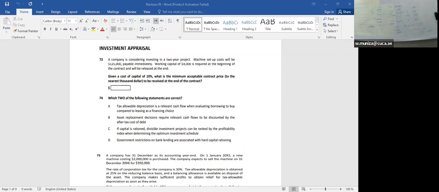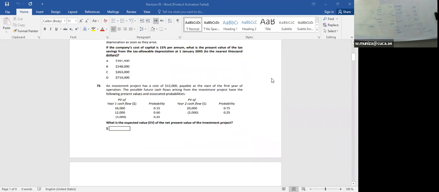Okay, now, Angelika, question number 76. What is the expected value of the net present value of the investment project? So they have already converted the things into the present value. That is why they are asking you to calculate the expected value of the net present value. Angelika, do you remember the concept of expected value? It is the sum of all the probable values. Okay. So let's read the question.